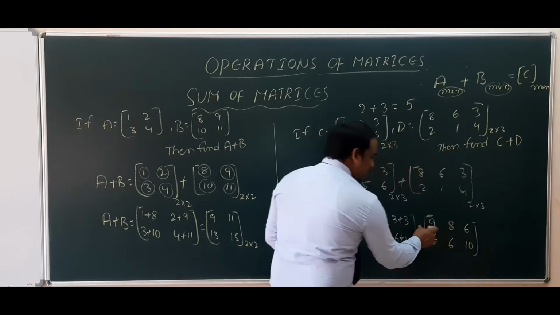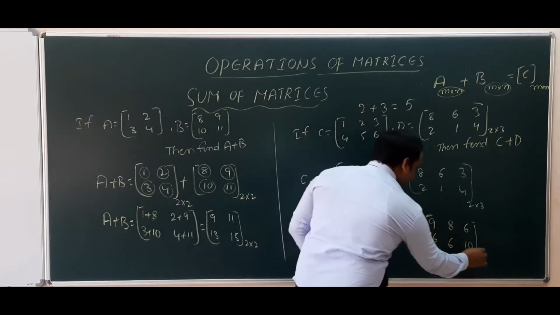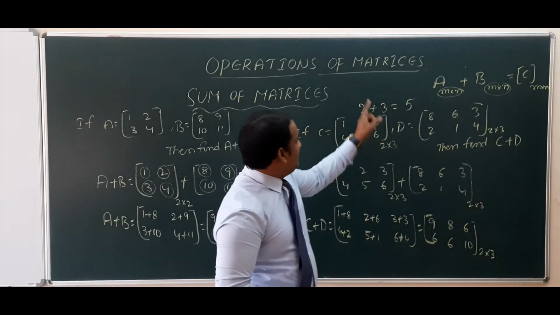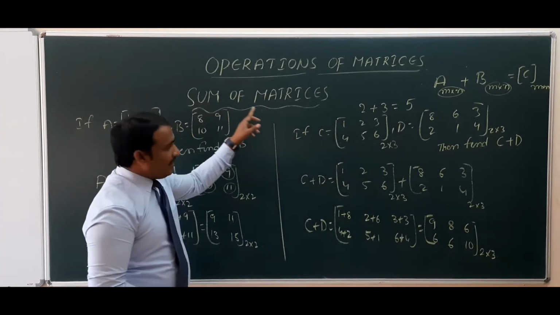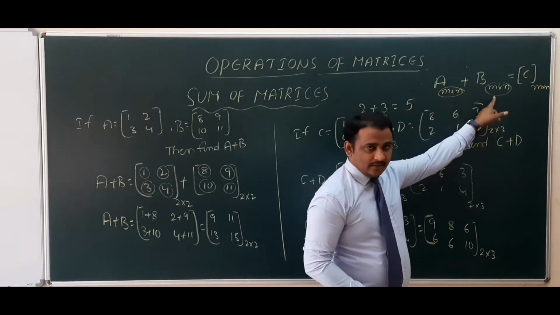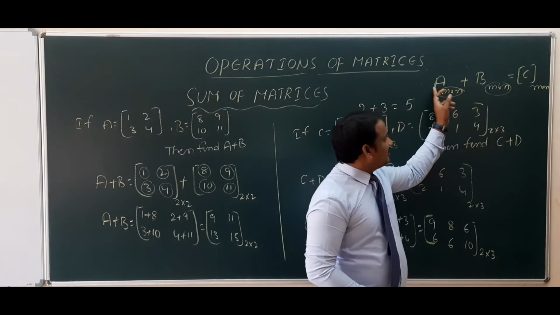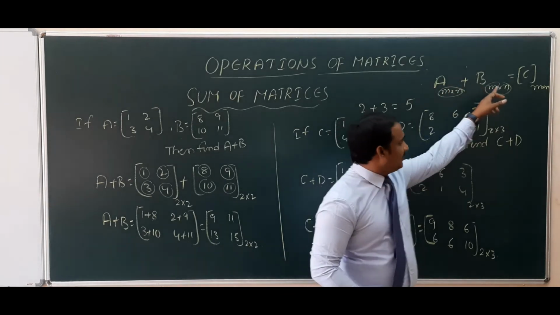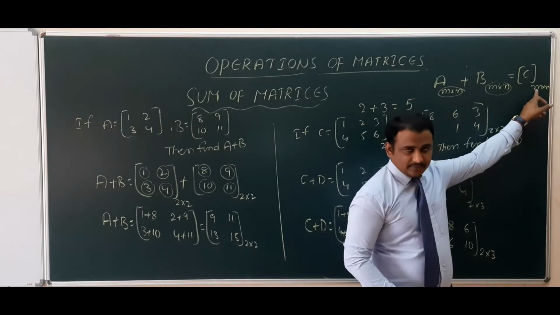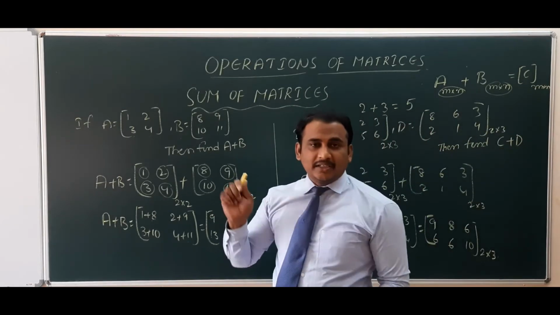Order: first row, second row, first column, second column, third column, so 2 by 3. Understand? Here they are asking for the sum of matrices, which means the condition is that the A matrix and B matrix have the same order. Same order means sum of the corresponding elements gives the resultant matrix, and the order is the same. Next we will see subtraction of matrices.